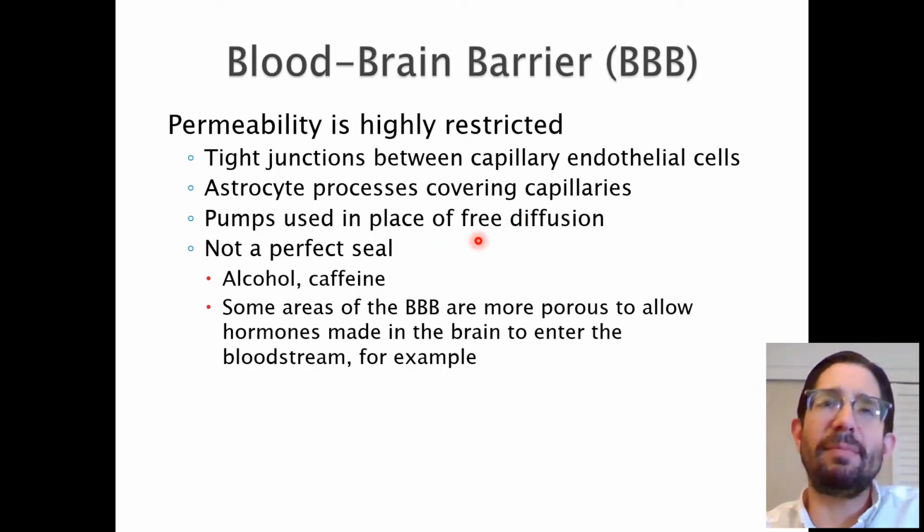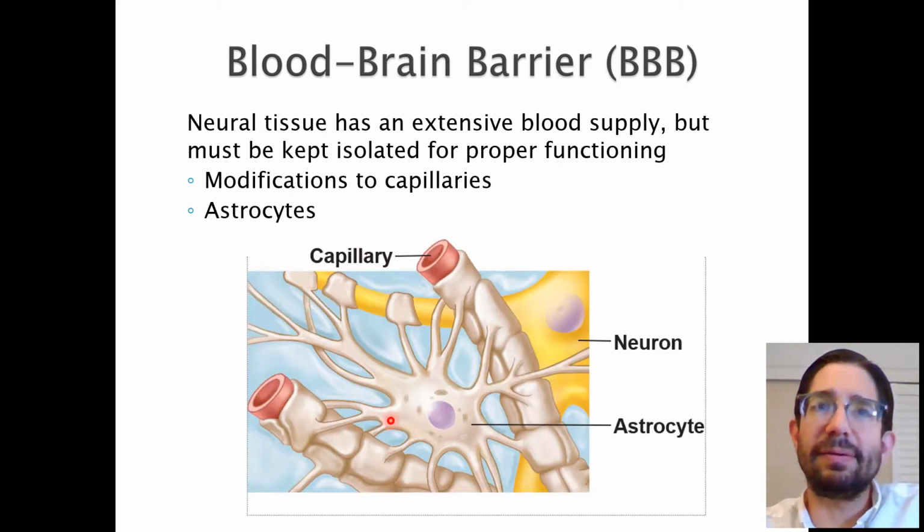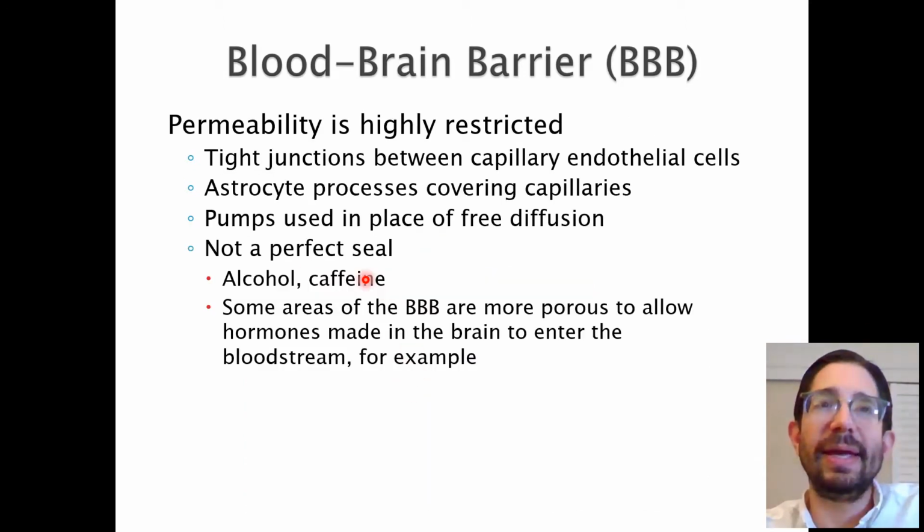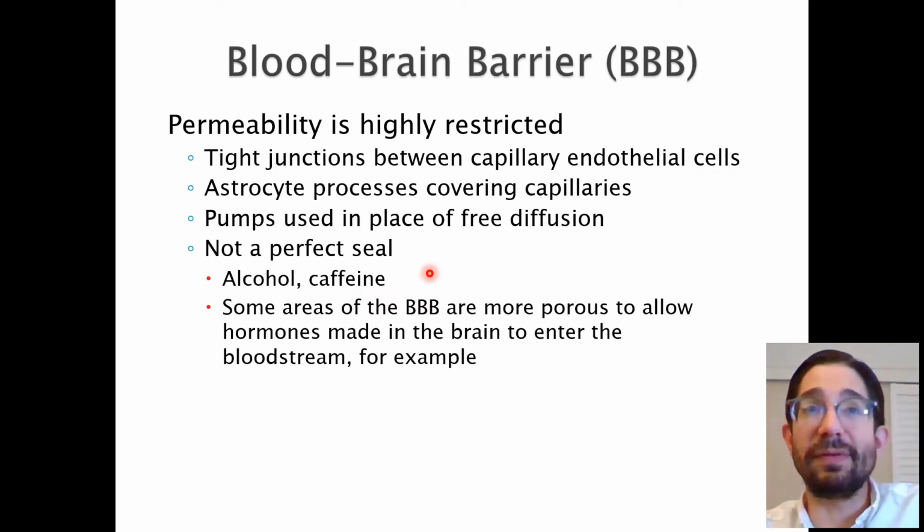And in addition to that modification to the capillaries, these astrocytes also cover the capillaries and the neurons. If we go back, we can see here's an astrocyte covering the capillary, so another layer of modification to the blood vessels and covering portions of the neuron. So astrocytes are doing a lot of work to regulate this environment. And it's not perfect. Alcohol can get through, caffeine can get through, for better or worse. Stuff like that can make it into your nervous tissue.